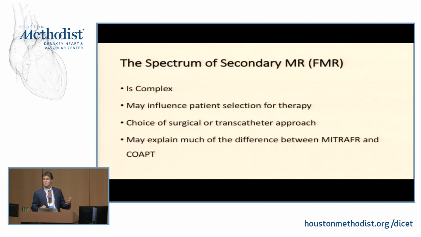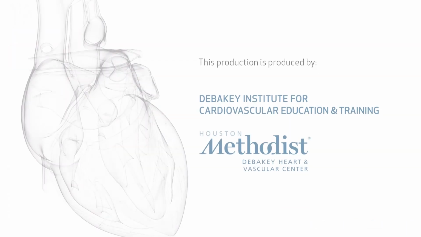So primary MR is simple. You know, you have a flail leaflet, lots of MR, it's easy to tell. Surgeon can repair that, or if he can't, we can do a mitral clip. Pretty straightforward. Secondary MR is much harder. It's complicated. All this complexity needs to be looked at in great detail because all those details would determine what you're going to do in terms of therapy. Are you going to do a surgical or transcatheter approach, and which approach? And it may explain much of the difference between Mitra FR and COAPT, although there are other differences in the trials that can come into play as well.